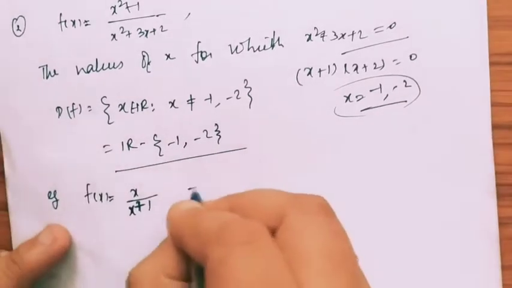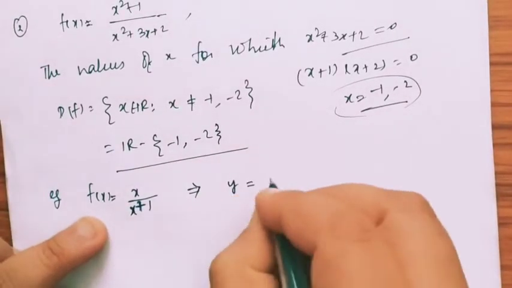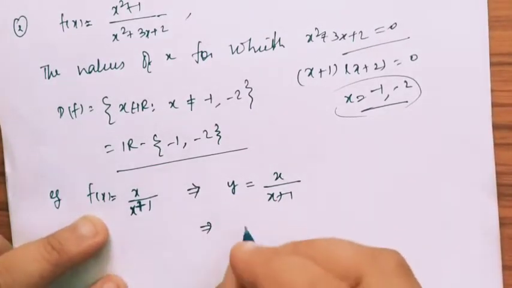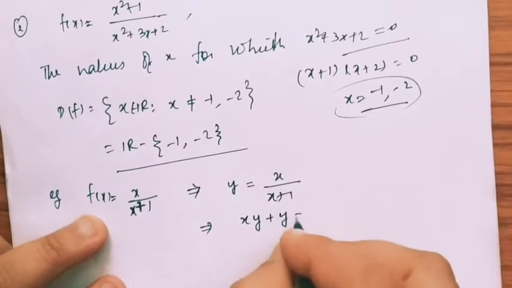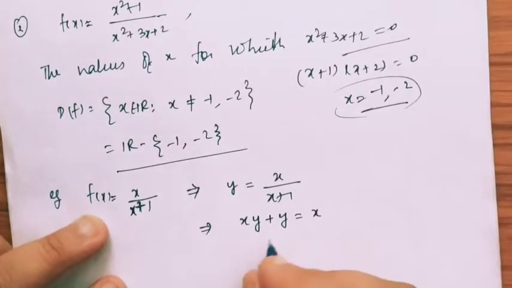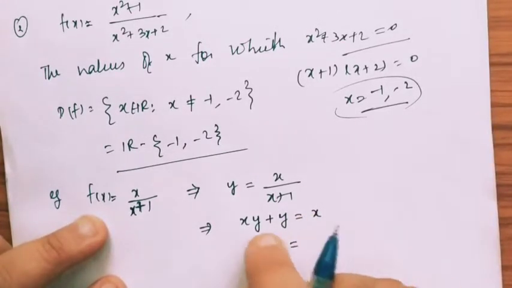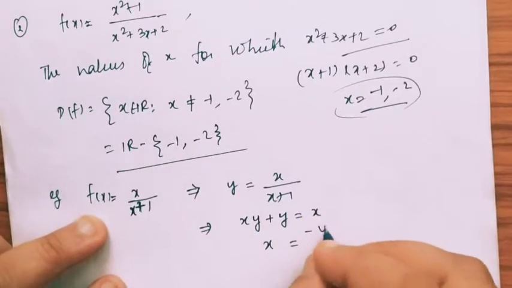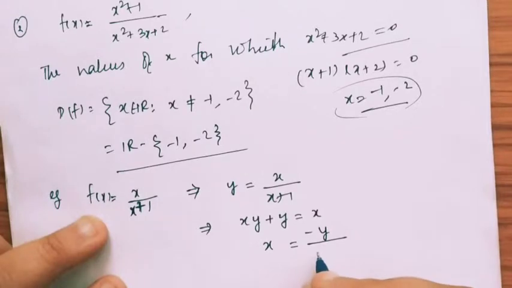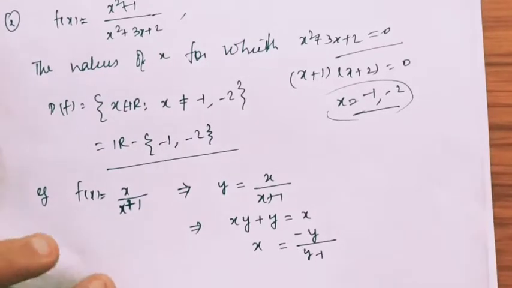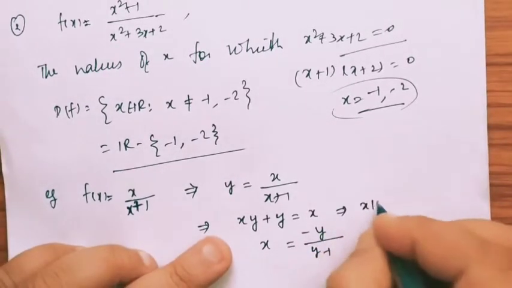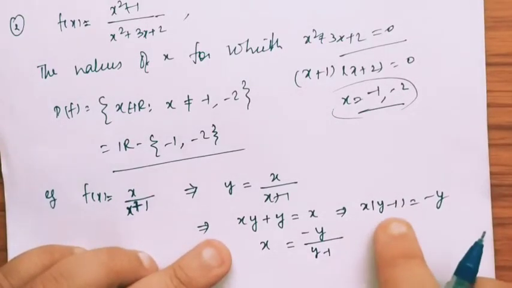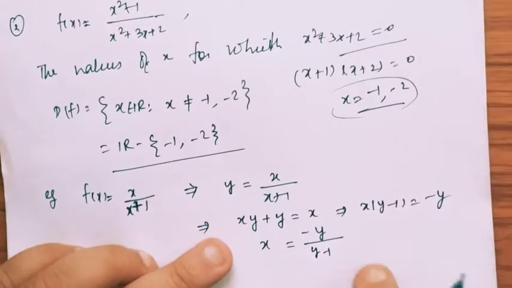So for example, y is equal to x upon x plus 1. I calculate x in terms of y: xy plus y equals x. Taking x common, x times (y minus 1) is equal to minus y. So the value of x is minus y upon y minus 1.